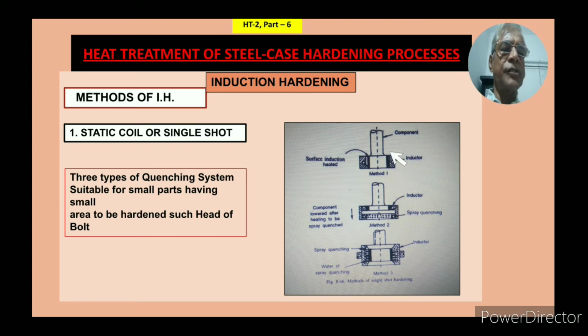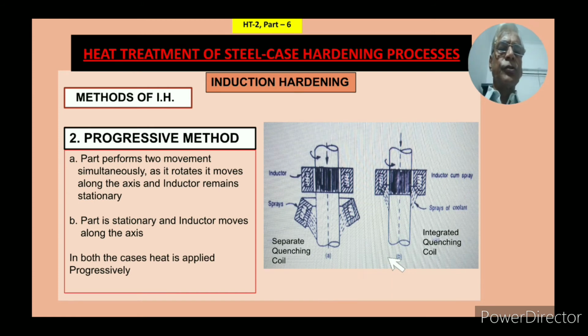So these are the three various methods for conducting this single shot method. Okay. Second method is known as progressive method. In this, again there are two systems. In one system, the part performs two movements simultaneously. As it rotates, it moves along the axis and the inductor remains constant. In this particular case, the inductor will remain fixed and the part rotates here. See, this rotation is there, as well as it moves on this axis. Okay, so the part moves here and the inductor remains fixed here.